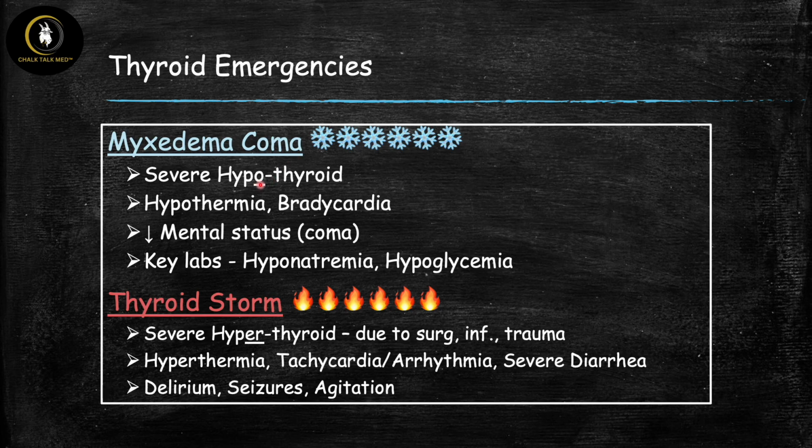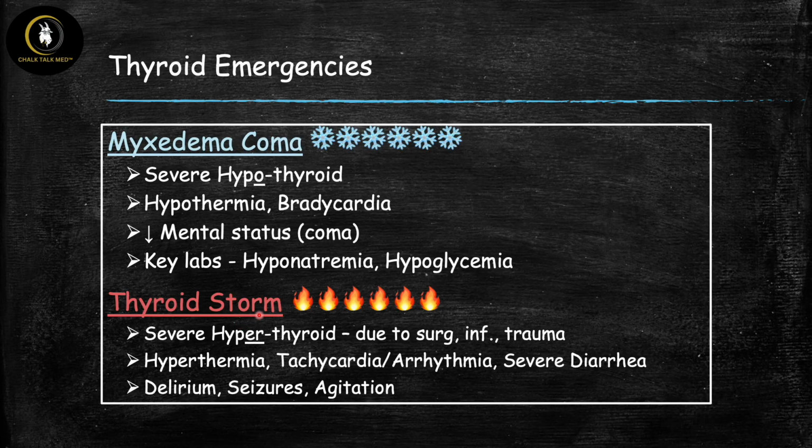This is severe hypothyroid. As you can tell by the name, it has myxedema in it, and the mental status is depressed, so that's why they call it coma. Symptoms are going to be exaggerated hypothyroidism, so we'll have hypothermia, decreased body temperature, and bradycardia, and decreased mental status, which, as I mentioned, where the term coma came from. And a couple of high-yield lab abnormalities. You're also going to have low sodium, hyponatremia, as well as low glucose in the serum, hypoglycemia. These are all the main key features of myxedema coma.